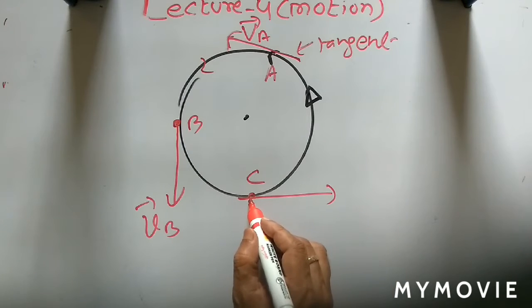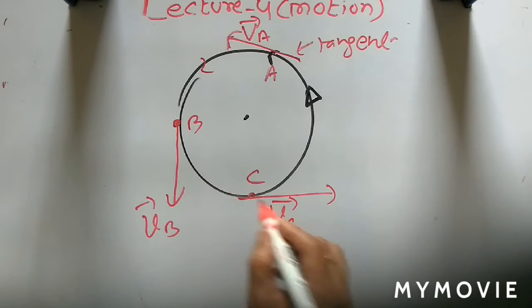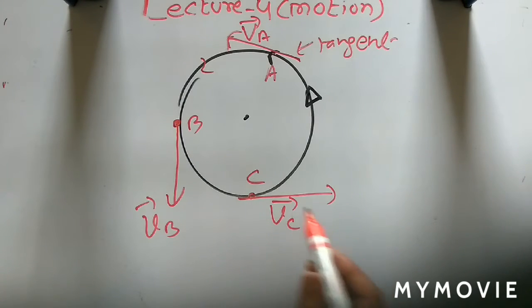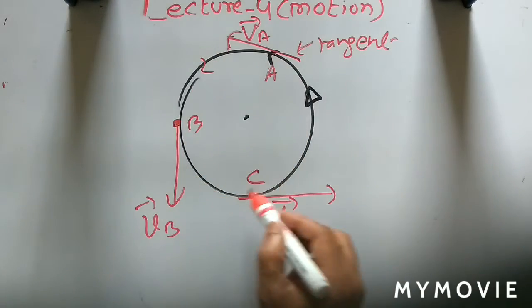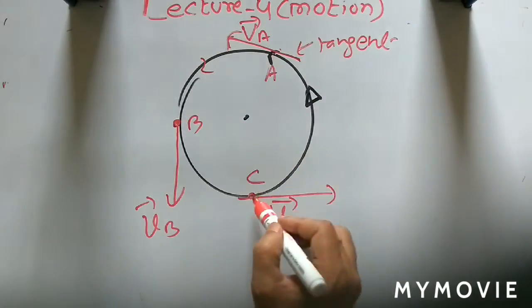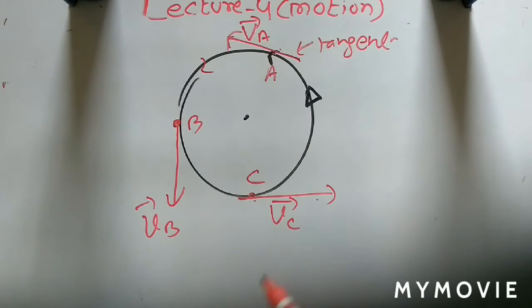Draw a tangent at C. That will give the direction of velocity of the car at point C. You see, though the car is moving at a constant speed, at every point the direction of the car is changing. So we can say the car is moving with what velocity? Variable velocity. The car will move at variable velocity.